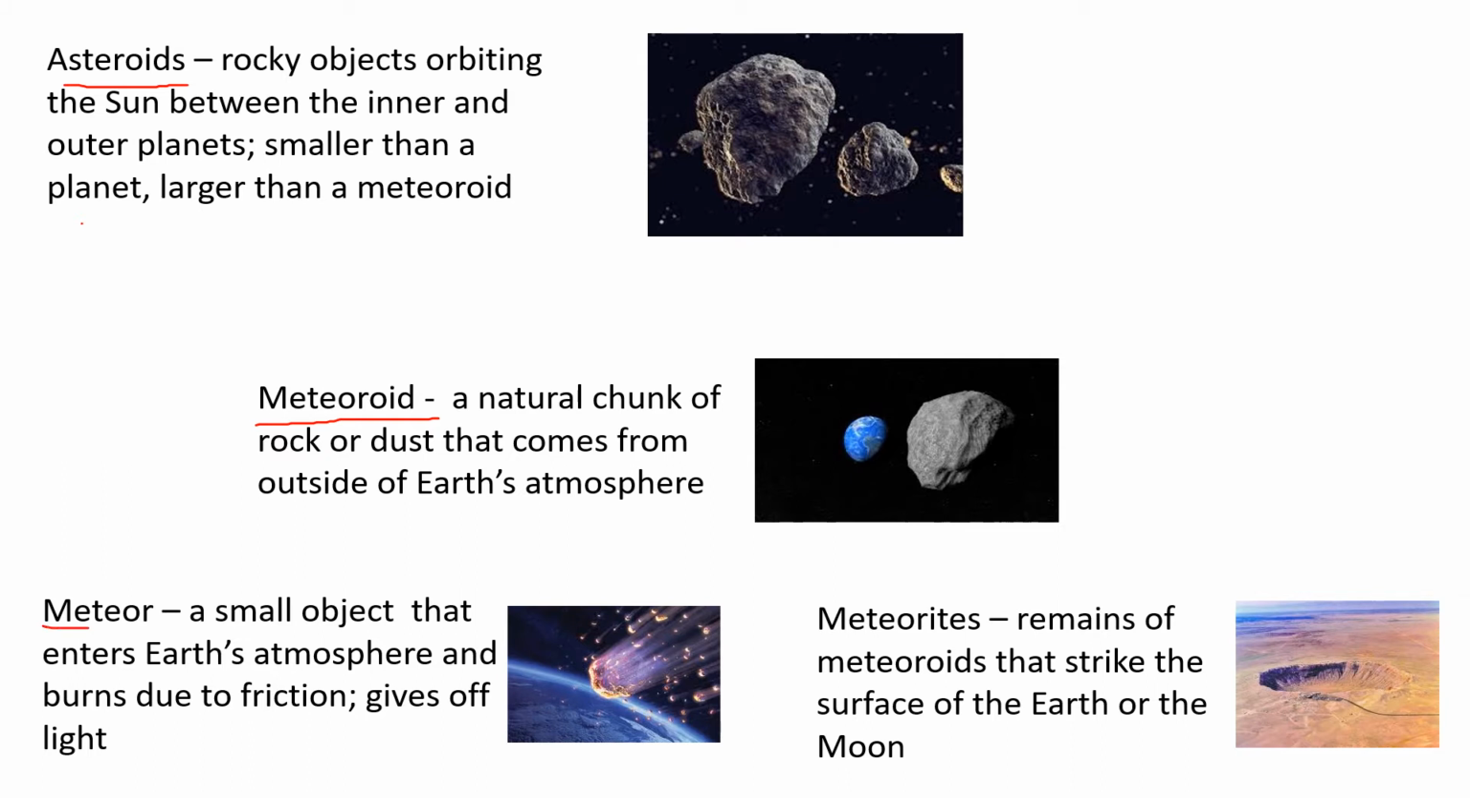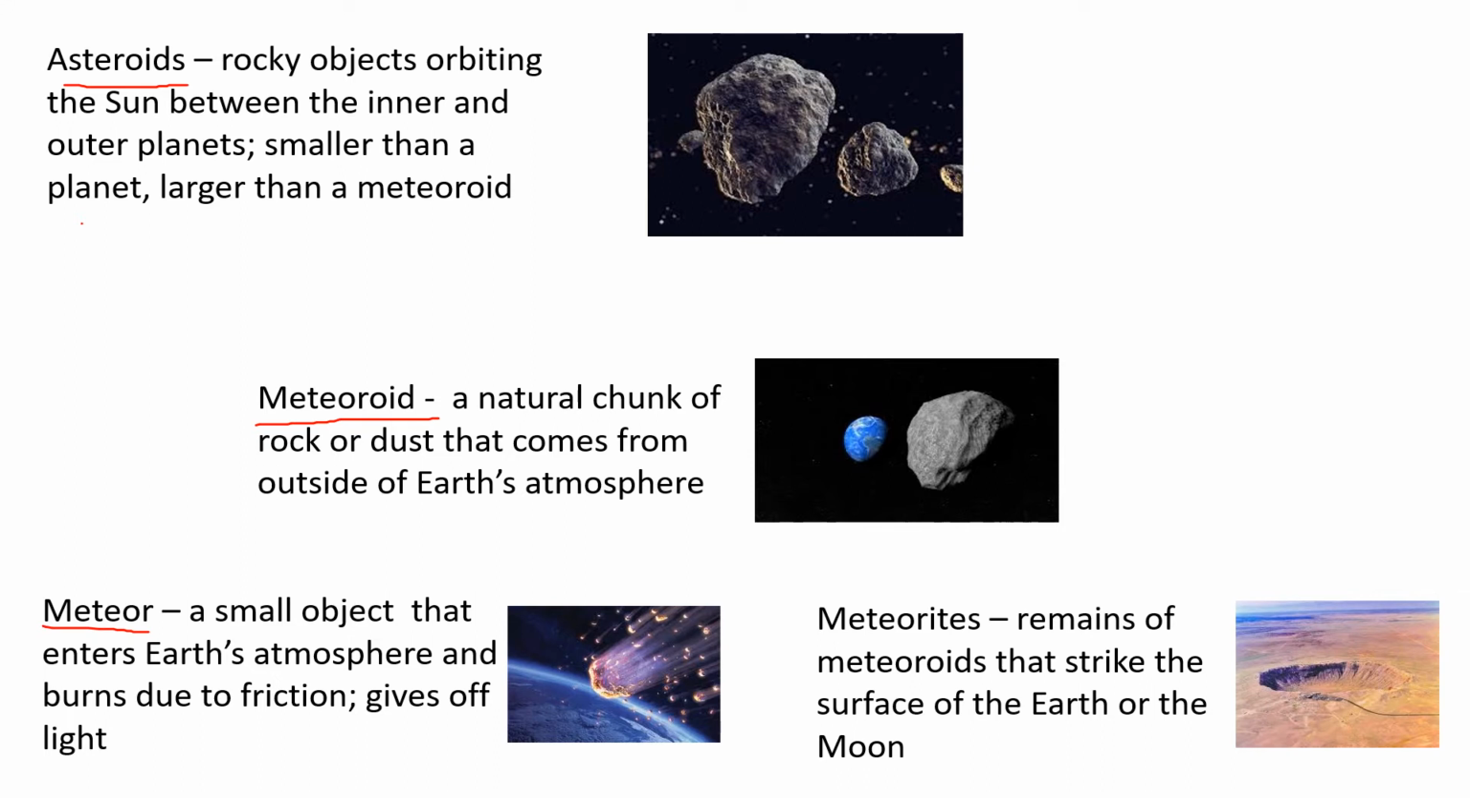A meteor is a small object that enters Earth's atmosphere and burns due to friction. It gives off light. Have you ever heard of a meteor shower? These are the things that are going through Earth's atmosphere. They're burning up due to friction.